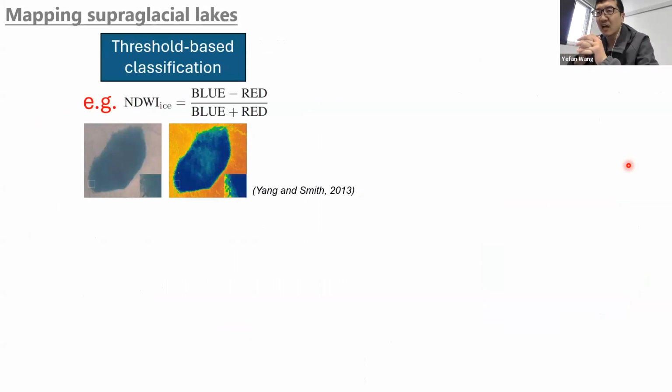So when we have these data, how do we map these supraglacial lakes? One of the most widely used methods is threshold-based classification. In these methods, we often use some spectral index, for example, the NDWI, which is the normalized difference between the blue band and the red band. They turn these images into this NDWI index and set a certain threshold to extract these lakes.